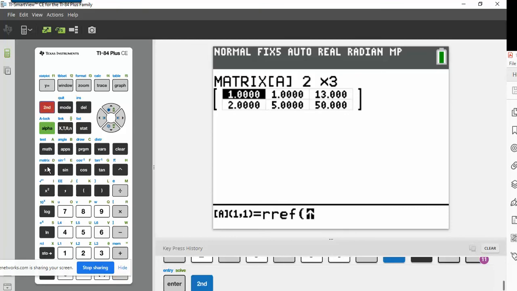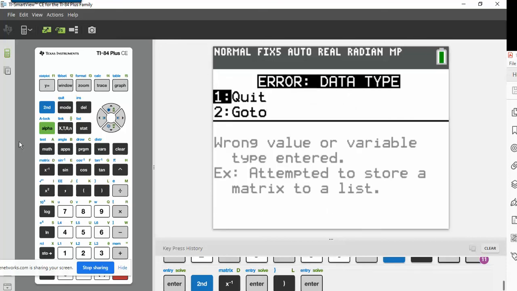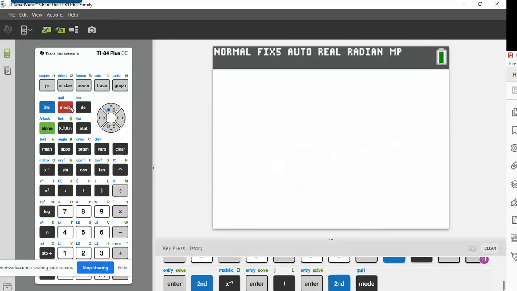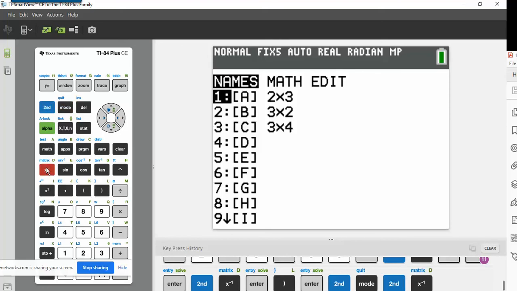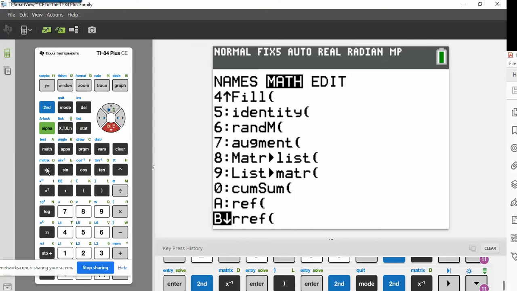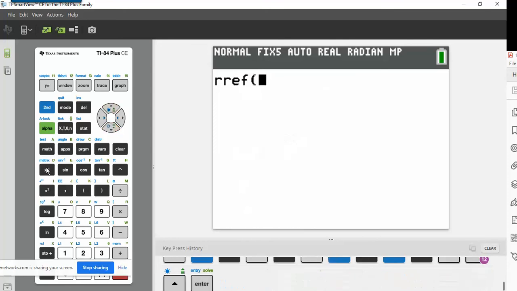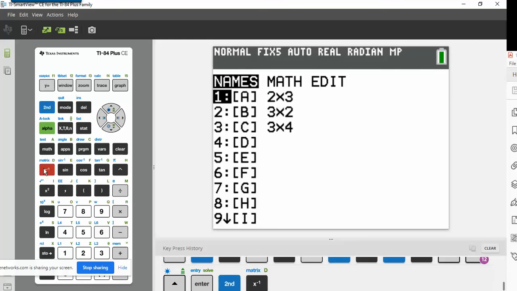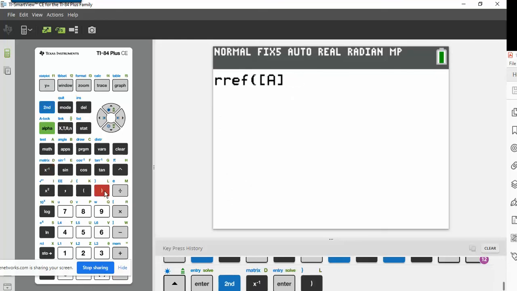Okay, so our matrix is in A. Okay, and I close my parenthesis in here. Oh, hold on. I didn't go back to the main screen before I do that. So I input that, go to second matrix, go to math. Okay, go to the load reference. Make sure you have to exit to the main screen to do that. And then I input the matrix A in here.